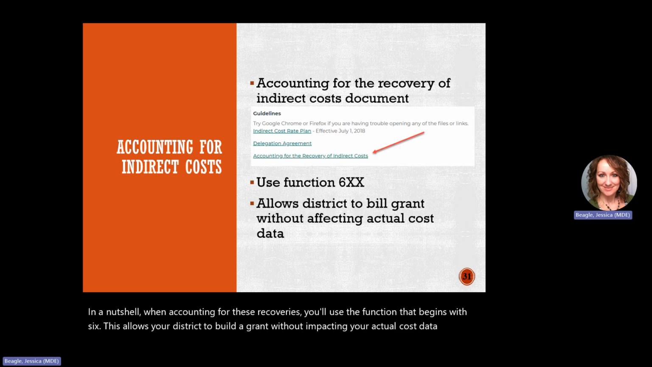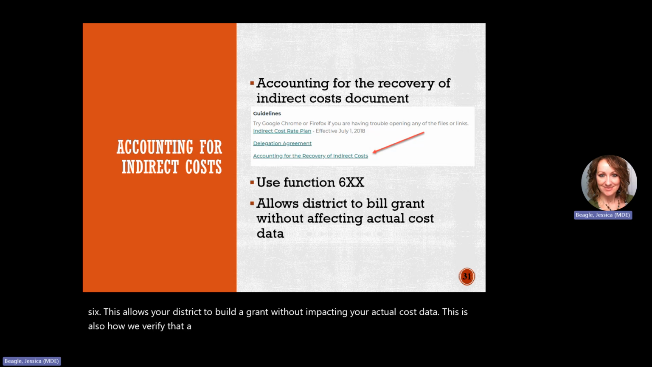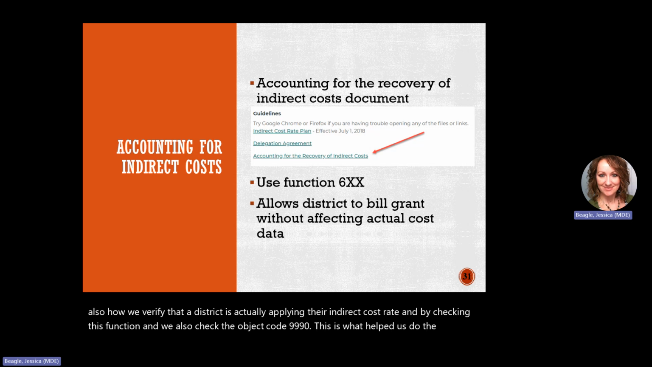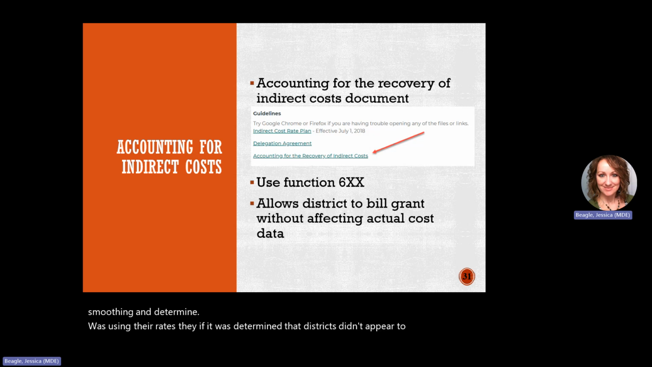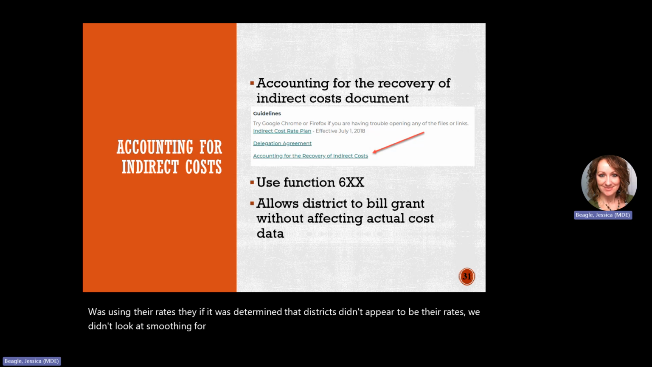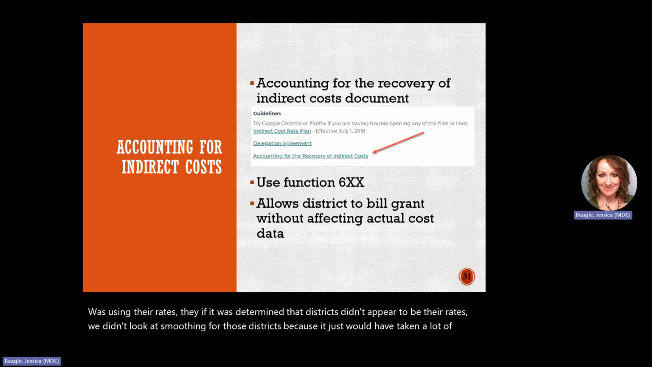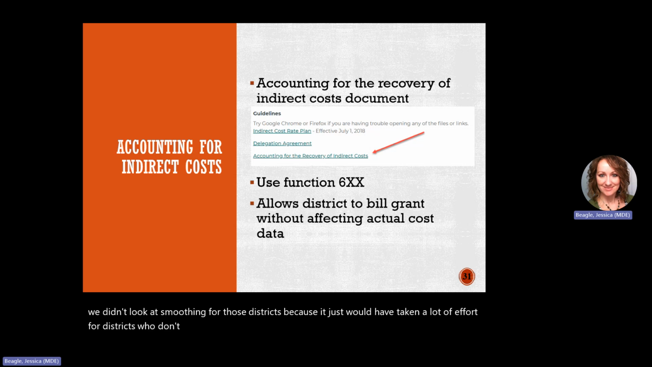This is also how we verify that a district is actually applying their indirect cost rate, by checking this function, and we also check the object code 9990. This is what helped us do the smoothing and determine who was using their rates. If it was determined that districts didn't appear to be using their rates, we didn't look at smoothing for those districts because it just would have taken a lot of effort for districts who don't appear to be using their rates at all.